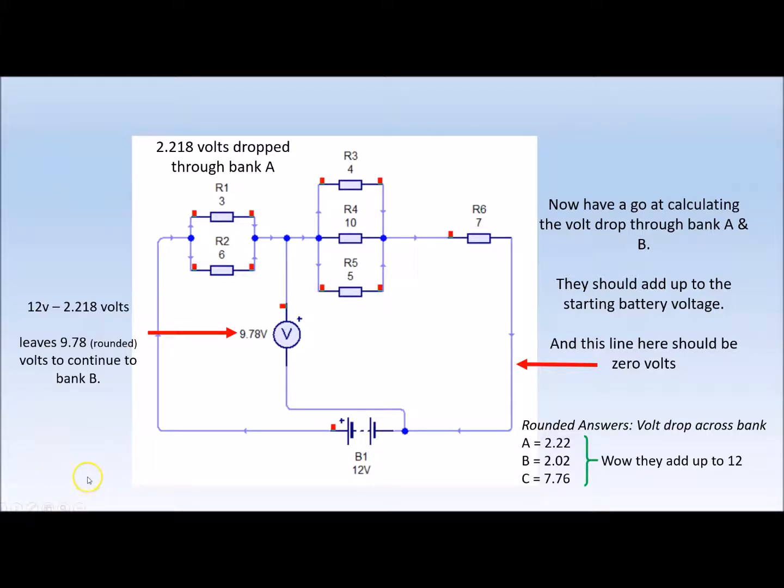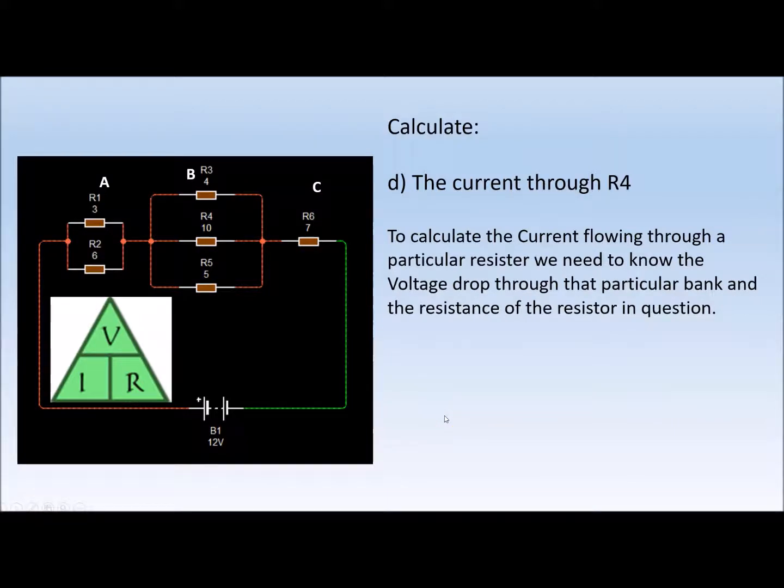So quickly, just to recap, if you want to find the volt drop, you're looking for voltage, you need to take the total current for the circuit and multiply it by the resistance reading for that particular bank that you want to find. So total current times the resistance for that bank will give you the volt drop for that bank. The last part of our question is to calculate the current through resistor 4.